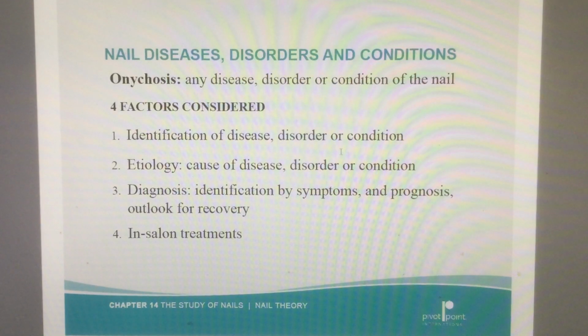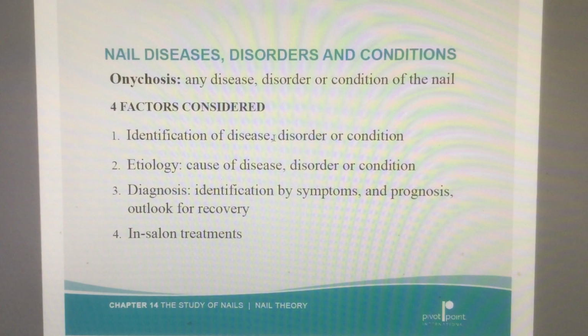Here's the thing that I want you guys to remember. The term "dis" means departure of, okay? It means it's separated from. So usually when we see those terms, like disease, that means that it's away from or departed from ease. Disorder means it's departed from order. So that term onychosis is important for you to remember, that it's any disease, disorder, or condition of the nail. So it's any departure of, okay?